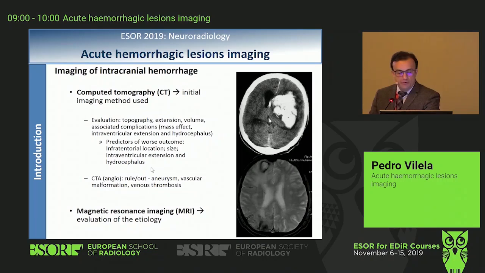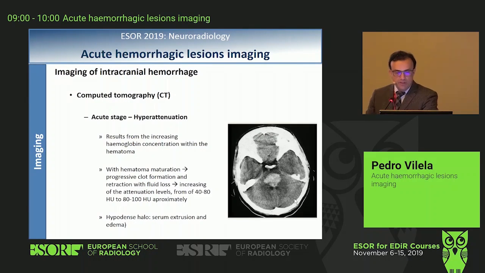CTA may be very useful at the acute phase, especially in the case of subarachnoid hemorrhage, to look for the cause, the ruptured aneurysm, or in cases of bleeding in a young patient to rule out a vascular malformation. Magnetic resonance, we are going to use more to define the etiology of the brain hemorrhage. So how does the hemorrhage look in the different stages? In the acute stage, we are going to have a hyperattenuation, as you see here in this pontine acute hematoma.